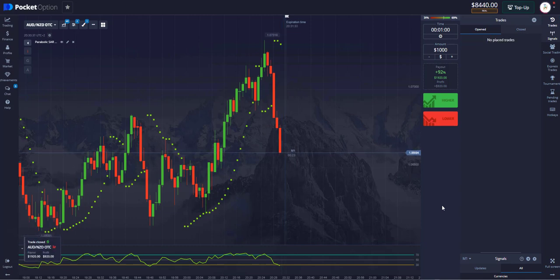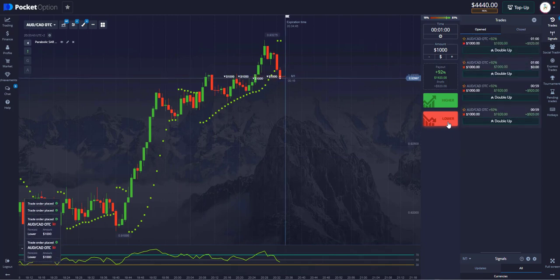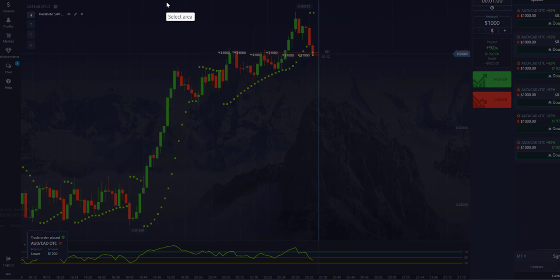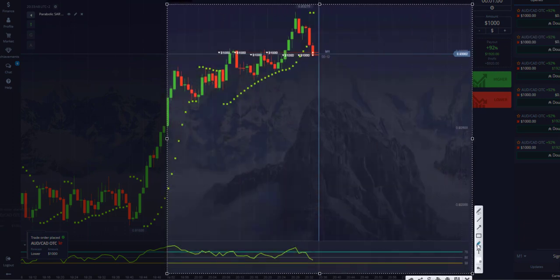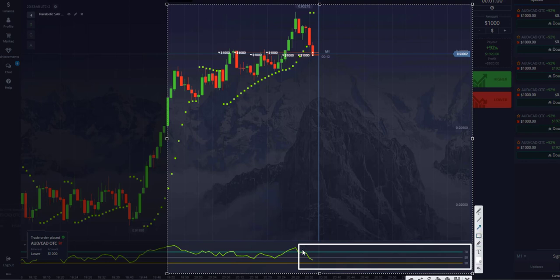Great, and now I'm looking for another good moment. Here is a good moment. We look at the RSI indicator below 50 heading towards 30 and the RSI indicator heading down.